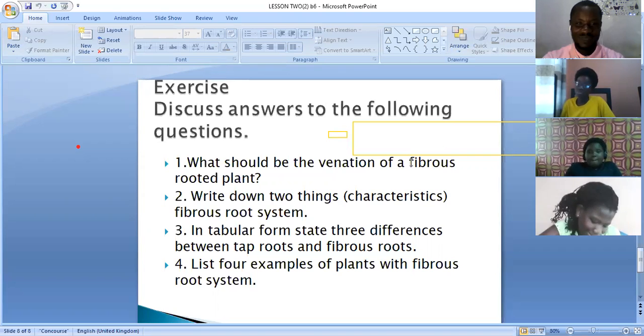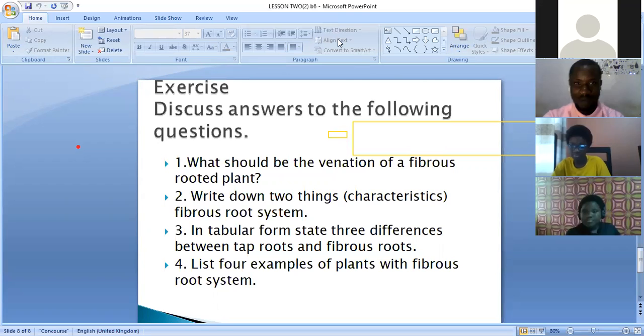Anybody with the answer? Yes, Mawena, please talk to me. It should be a parallel venation. Yes, a parallel venation. So I've already said it earlier.